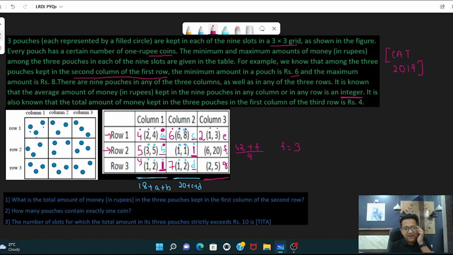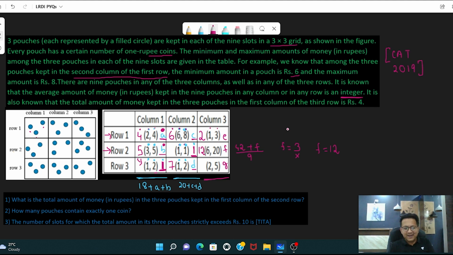Remember, F has to be in the range 6 to 20. So 3 is not admissible. 42 plus 3 is 45, not possible. So the next possible value in the numerator can be 54, because 54 is divisible by 9. If we need 54 in the numerator, then F has to be 12. Is 12 possible? Absolutely. 12 is in the range 6 to 20.